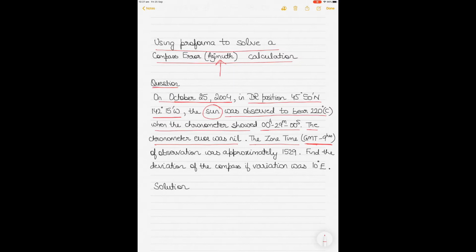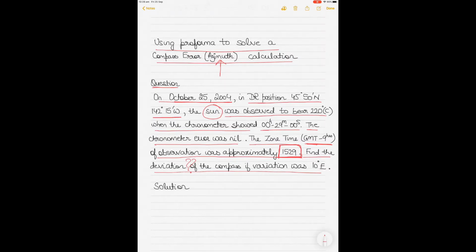And then you also have to note down that the zone time was approximately 1529 hours. The zone time is the time that you keep on your watch or the ship's clocks, 1529 hours. So that's like a hint. This is an important hint that you have to remember, which will help you to determine the GMT time from the chronometer time. And then the question is, find the deviation of the compass if the variation was 10 degrees east. So the deviation is what you have to find, and the variation is given to you.